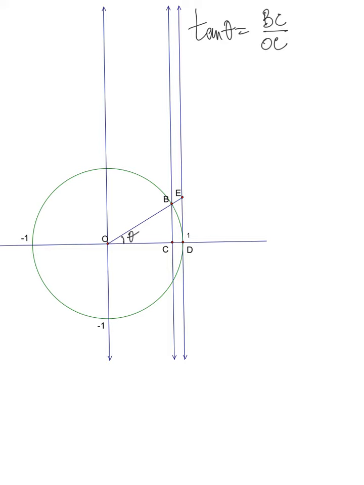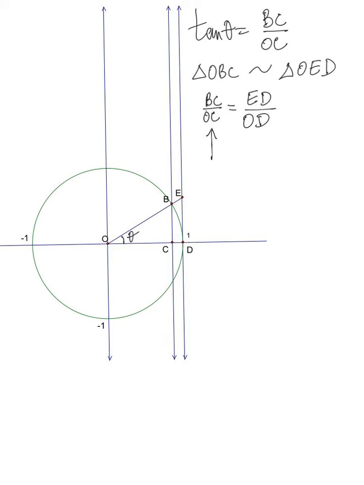So let's compare these two triangles. Triangle OBC and triangle OED. I hope you remember from geometry that these triangles are similar. Why? They have a common angle theta, and both of them have right angles, angle C and D. And two angles are enough to state that two triangles are similar. Because they're similar, we can state equal ratios. BC over OC, short leg over long leg in the small triangle, equals short leg ED over OD in the large triangle.